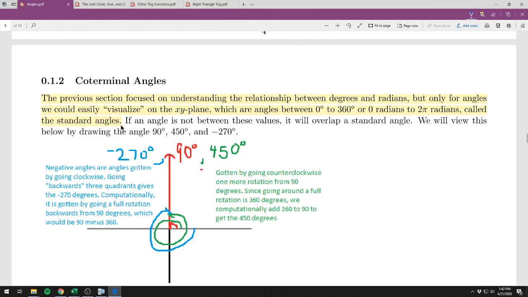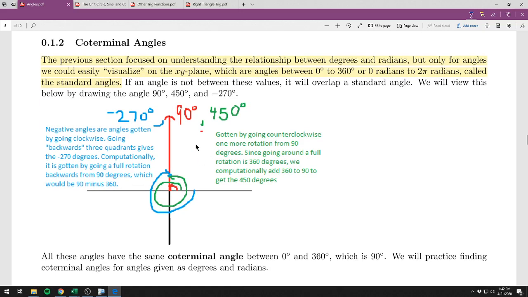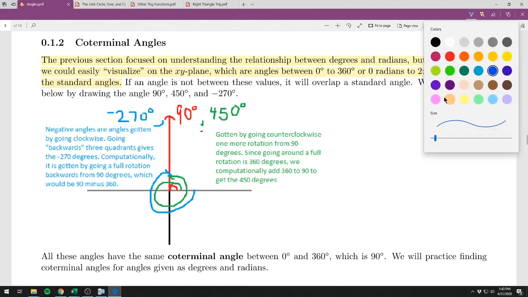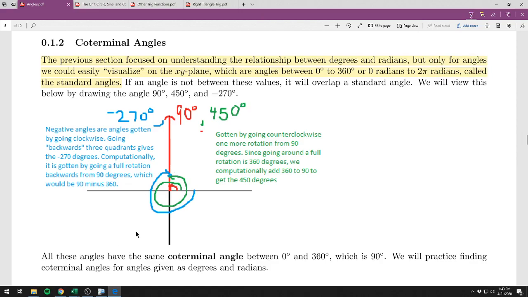Now, if you have an angle that's not between 0 and 360 degrees, it's not really obvious how you draw it. So I have an example here already pre-drawn on the notes, and I will talk about it. I have the angles 90 degrees, which we talked about as the positive y-axis, 450 degrees, and negative 270 degrees. I want to talk about why these angles are all called coterminal angles, meaning they share the same end spot, the same terminal spot.